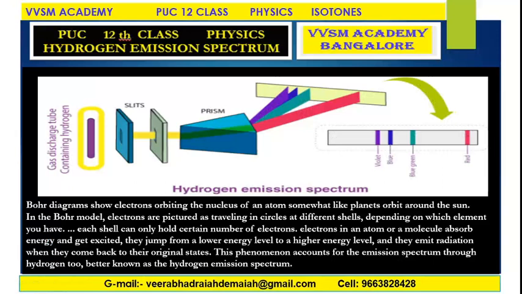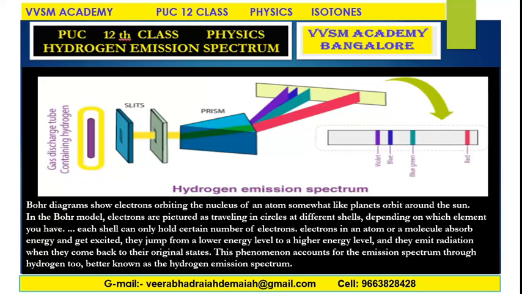The Bohr diagram shows electrons orbiting the nucleus of an atom somewhat like a planet's orbit around the sun. In the Bohr's model, electrons are pictured as traveling in circles at different shells depending on which element you have. Each shell can only hold a certain number of electrons, a definite number of electrons on the principal orbits K, L, M, N, O, P, etc.